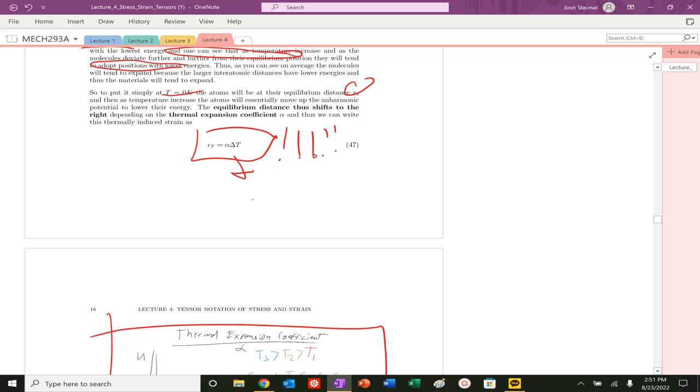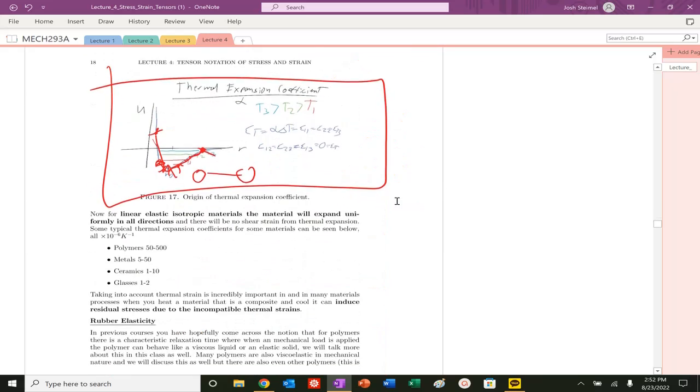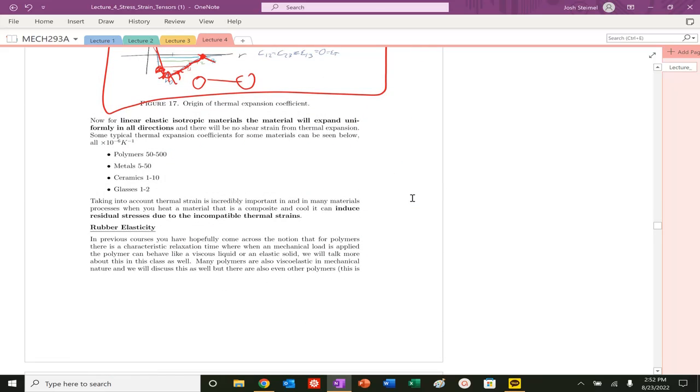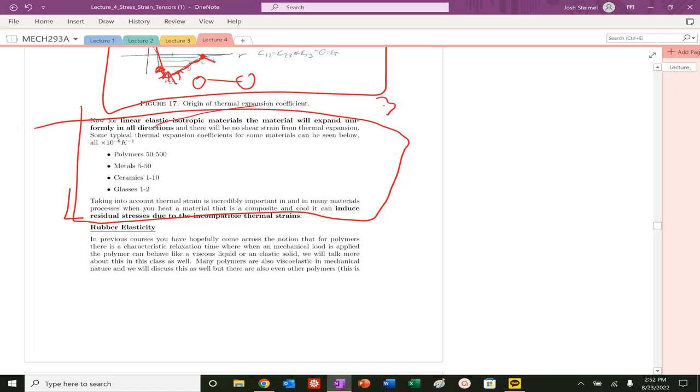This only applies to normal strains. Thermal strains do not occur for shear strains, whether that be engineering or tensorial. So here are a couple of values. For most linear isotropic materials, they'll expand uniformly in all three dimensions, so all three directions. No shear strain from thermal expansion, and these are typical values, again multiplied by 10 to the minus 6 inverse K, and you can prove to yourself that those have to be the units.